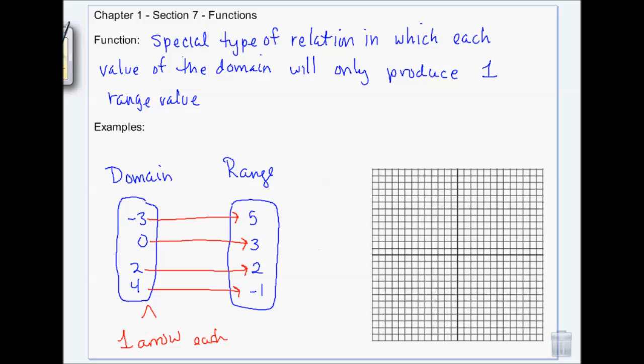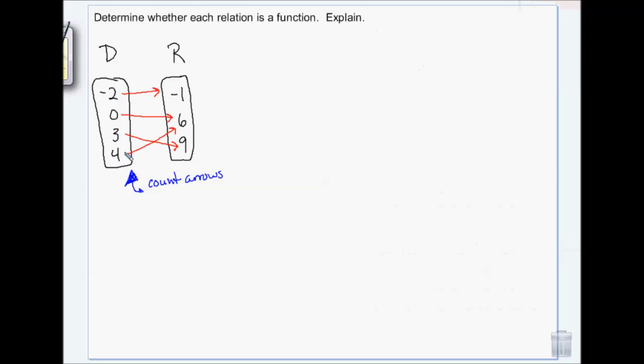Okay, another way to look at a function is pictorially. If I draw some curve, even a straight line, do you see how each one of these x's only has one y? That's also a function. So you're looking just at the domain, and you count the arrows from each number. 1, 1, 1, 1. One arrow.